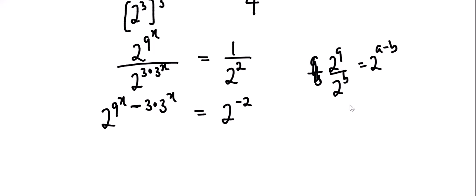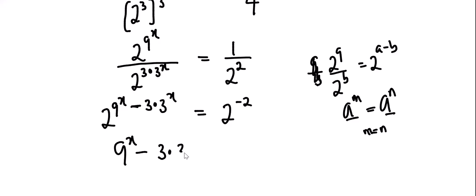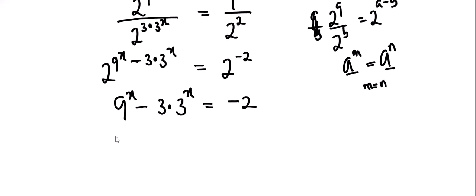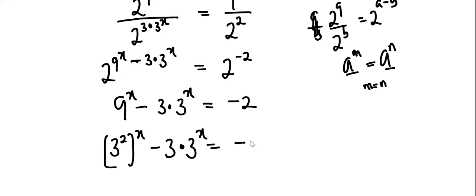Now, another rule of indices says that a to the power of m equals a to the power of n. If the bases are equal, you can easily equate the powers together. So here, my powers are 9 to the power of x minus 3 times 3 to the power of x equals negative 2. Now, rewriting 9 to the power of x as 3 to the power of 2x outside, minus 3 times 3 to the power of x equals negative 2.